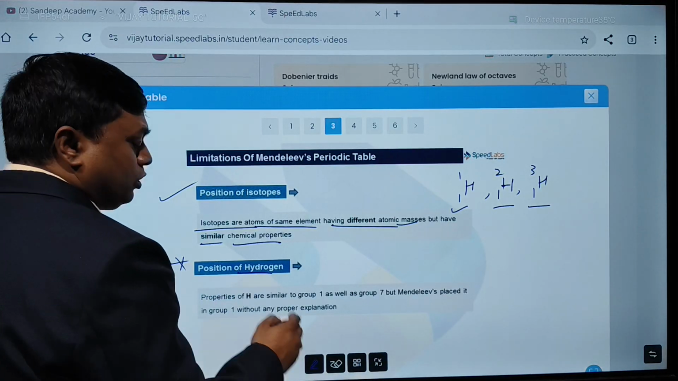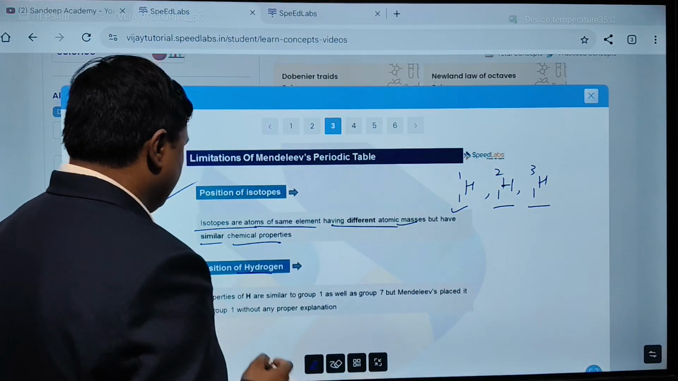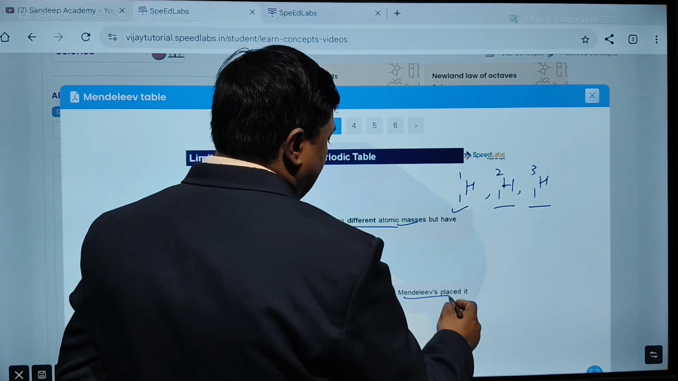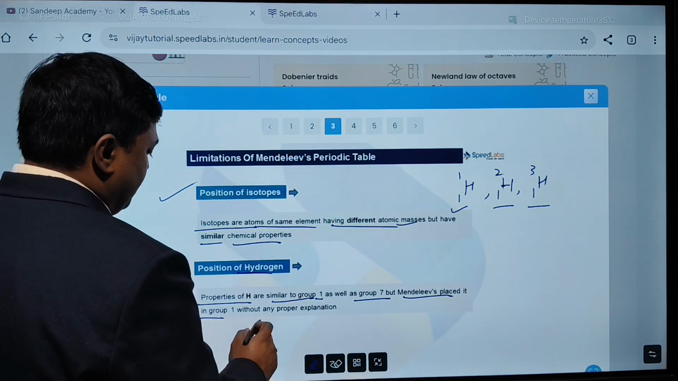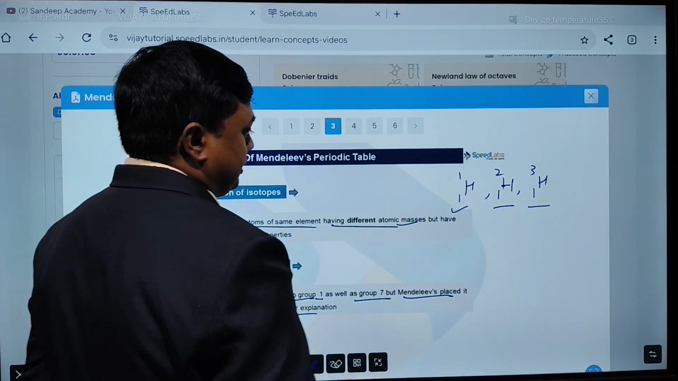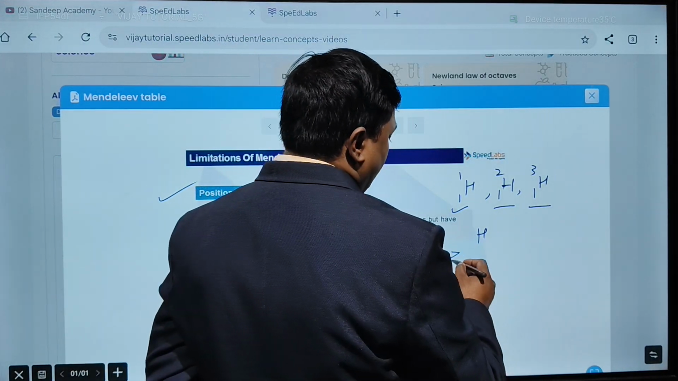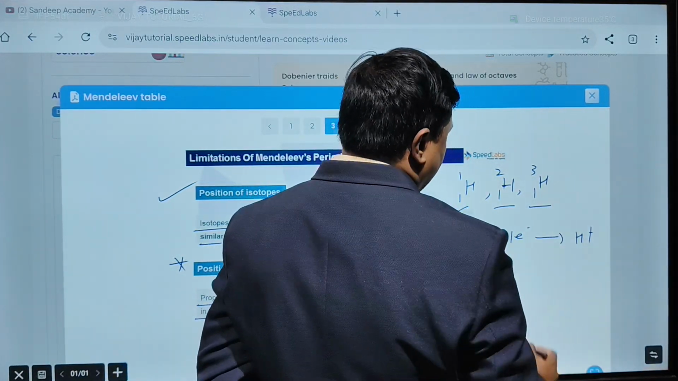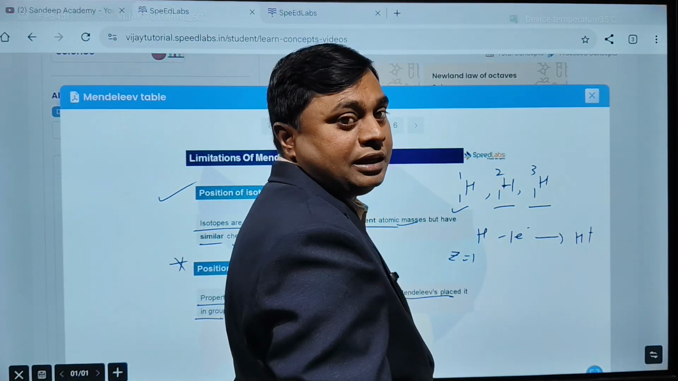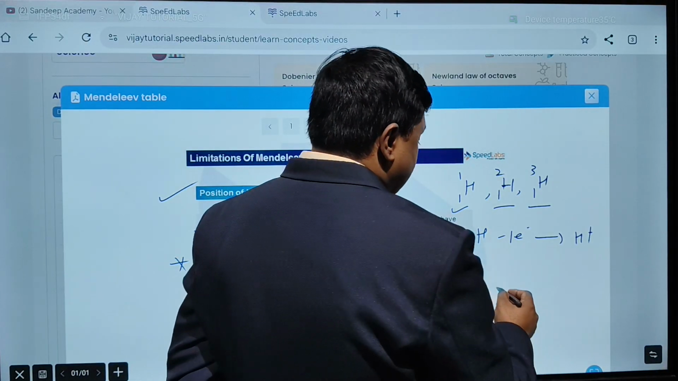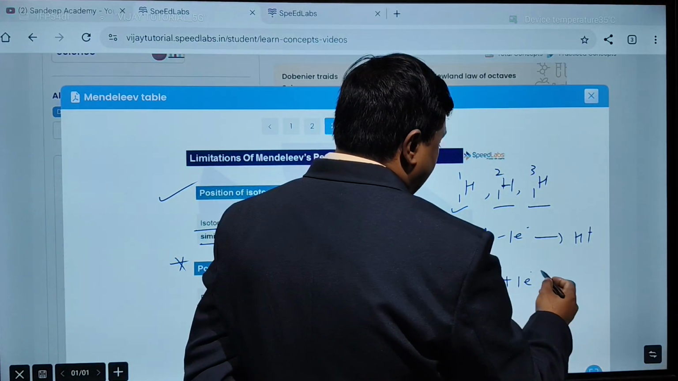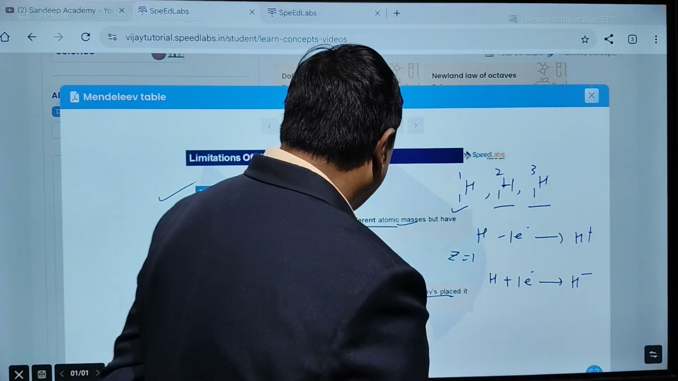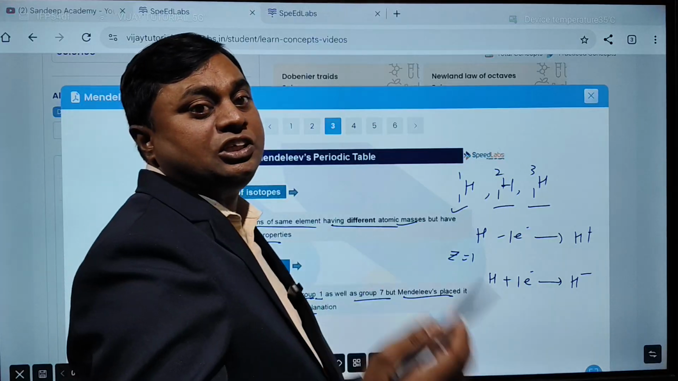Similarly, the position of hydrogen is again anomalous. Properties of hydrogen are similar to those of group 1 as well as group 7, but Mendeleev placed it in group 1 without any proper explanation. Hydrogen can lose one electron. Atomic number of hydrogen is 1, so it can lose one electron and become H plus, like all the alkali metals such as sodium, potassium. Similarly, hydrogen can gain one electron and become an H minus ion, just like halogens, fluorine, chlorine. But why did he place it with group 1? He did not justify it.